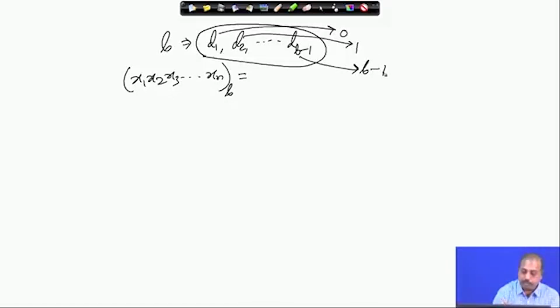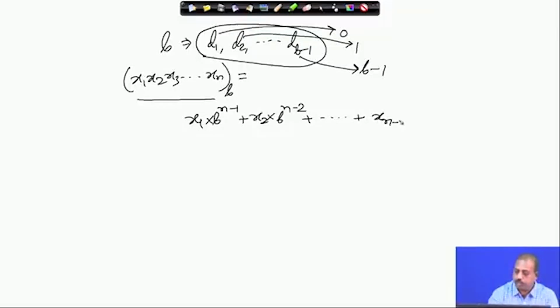So, if this is the number x1, x2, up to xn to the base b, then its value is given by x1 into b to the power n minus 1, plus x2 into b to the power n minus 2, plus it goes this way, plus x n minus 1 into b, plus x n.